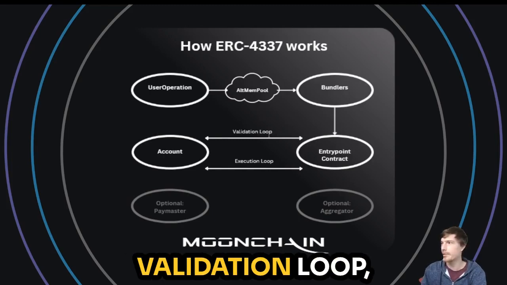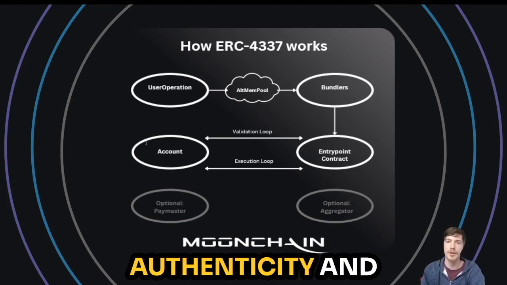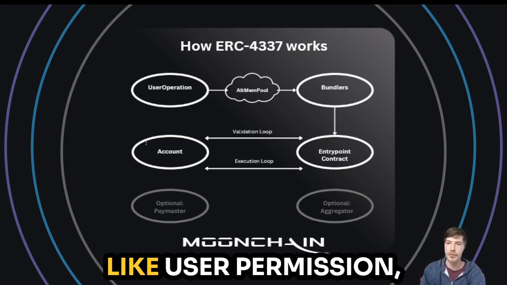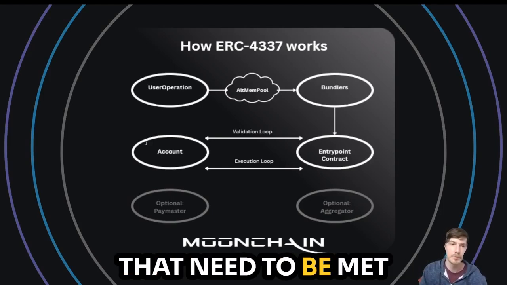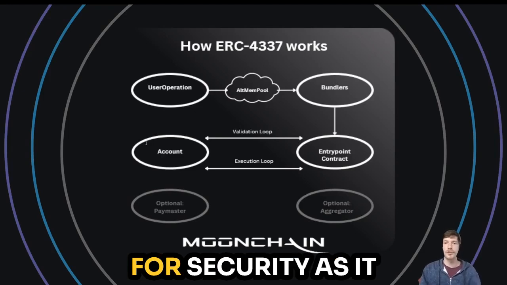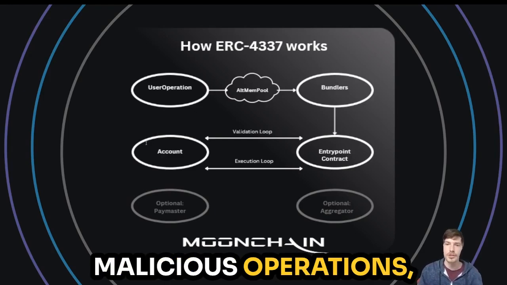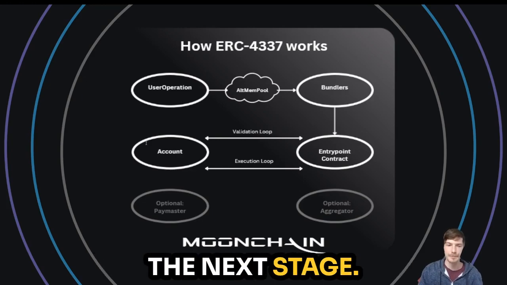The first loop, the validation loop, which you can see here, is responsible for confirming the authenticity and correctness of each user operation. It checks elements like user permission, required funds, and any other conditions that need to be met before an operation can be processed. This step is essential for security as it filters out invalid or potentially malicious operations, allowing only verified transactions to advance to the next stage.